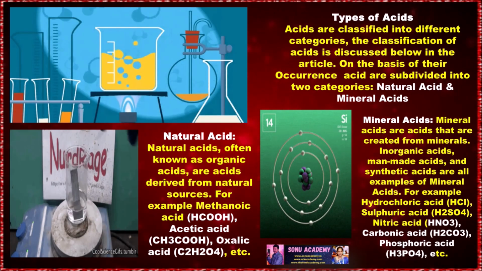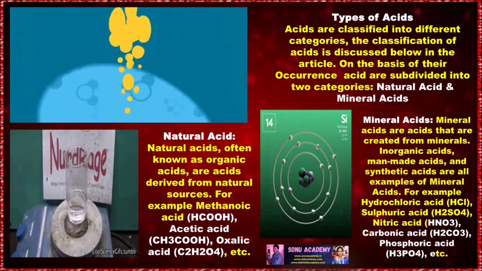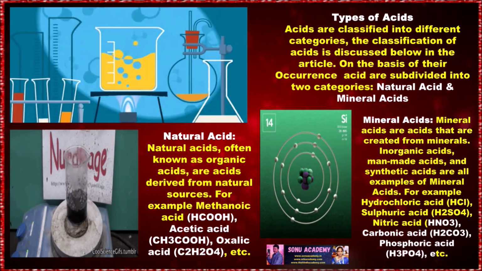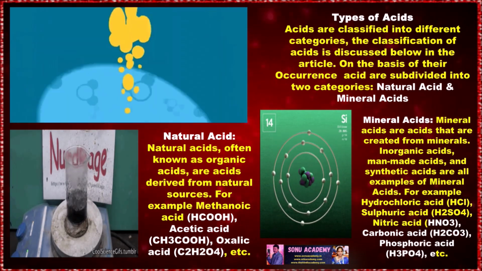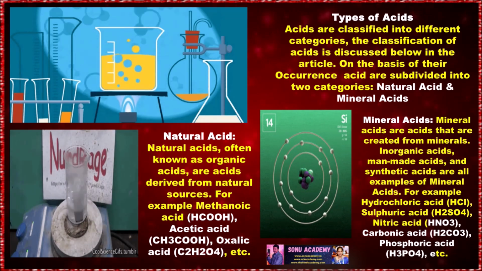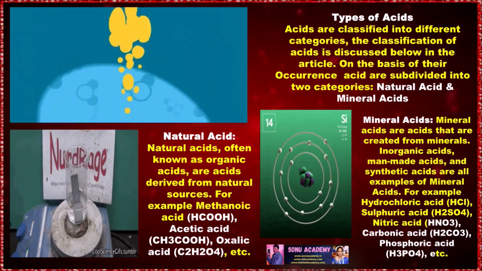Children, now let us discuss types of acids. Acids are classified into different categories. The classification of acids is discussed below in the article. On the basis of occurrence, acids are subdivided into two categories. One is natural acid, the second one is mineral acid.